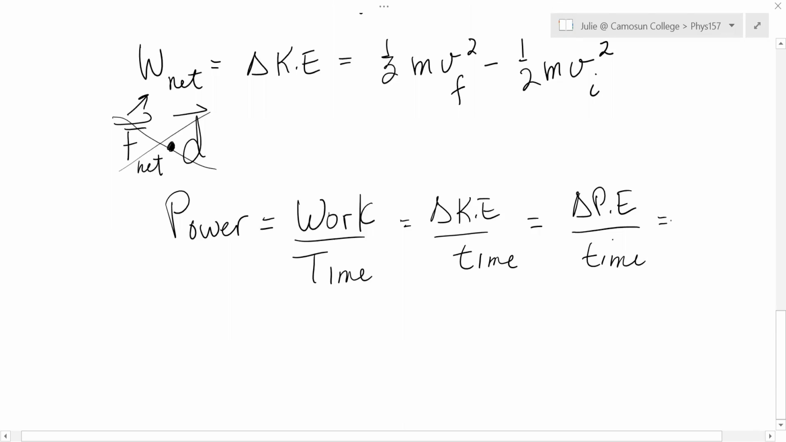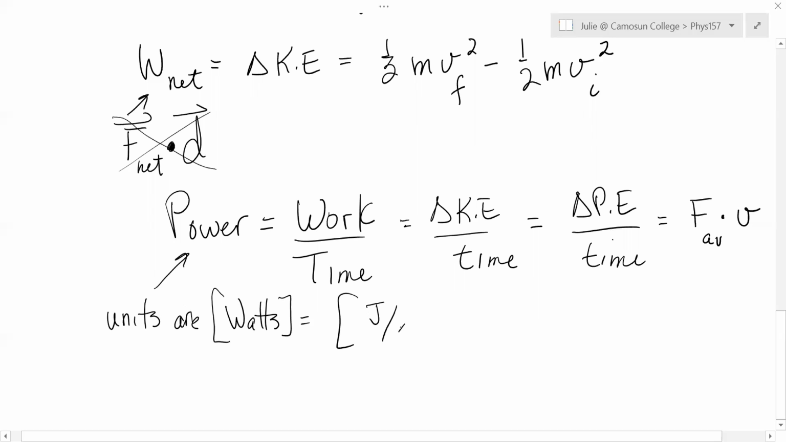Sometimes work is force times distance over time. Sometimes you can use average force times speed. That will also give you power. Okay, so those are all going to come up in little questions that you have on Mastering Physics. The units here are watts. And a watt is a joule per second.